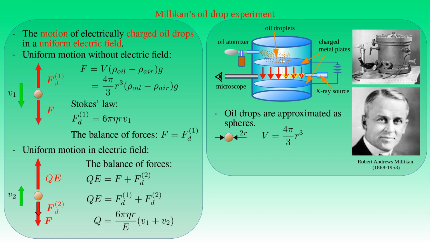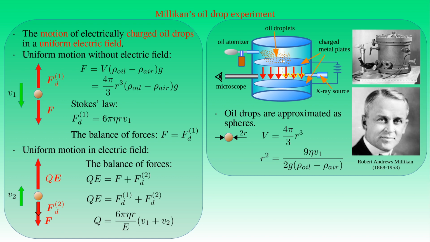The radius r can simply be determined from the first balance equation, since r squared is given by 9 times eta times v1 over 2 times g times the difference of ρ oil and ρ air. If the densities of oil and air, the viscosity of air and the gravitational acceleration are known, the charge Q could be determined by measuring the velocities v1 and v2 of a droplet for a given electric field strength E.